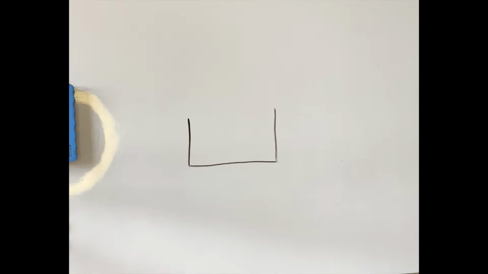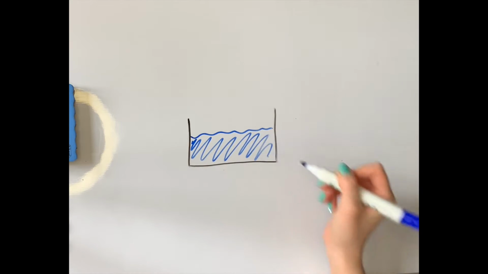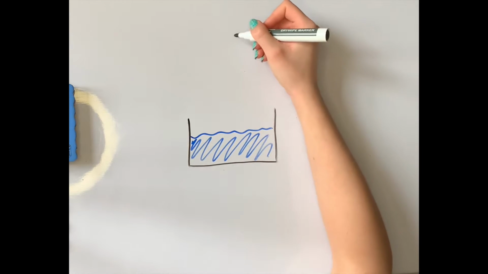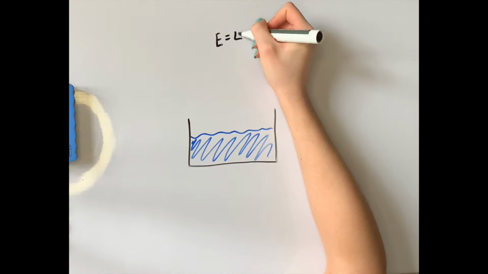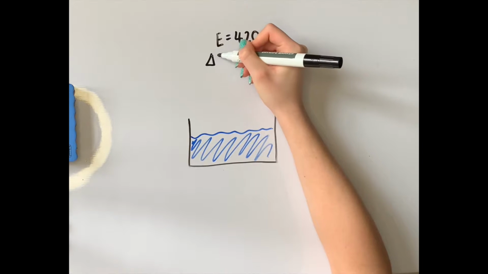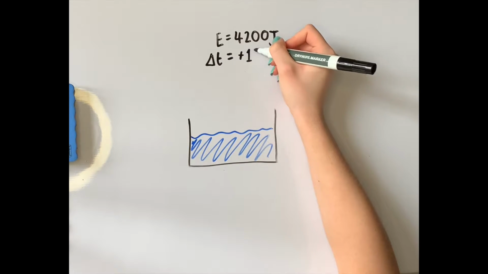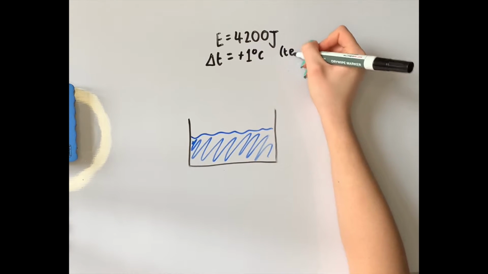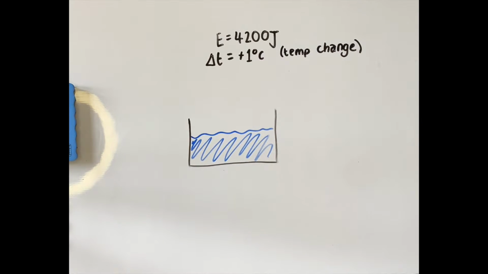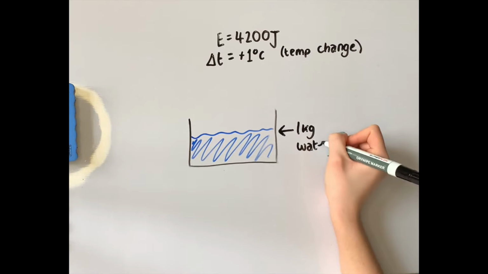Okay, let's say we have a tub filled with water. For us to measure a 1 degree Celsius temperature increase in this 1 kilogram tub of water, we would need to supply heat energy of 4,200 joules to the water. Just to recap, for a 1 kilogram tub of water, if we wanted to measure a positive temperature change of 1 degree Celsius, we would need to supply 4,200 joules of energy to that water to measure this 1 degree temperature increase. And this is for 1 kilogram of water.